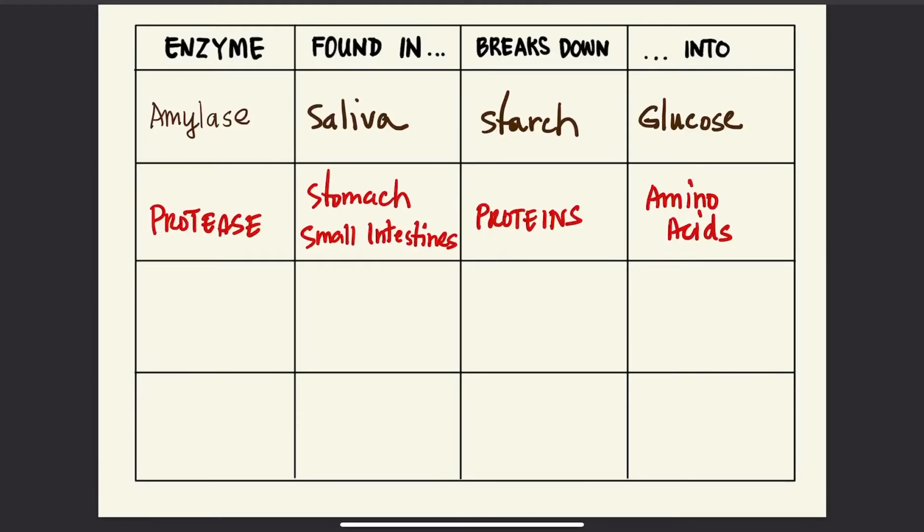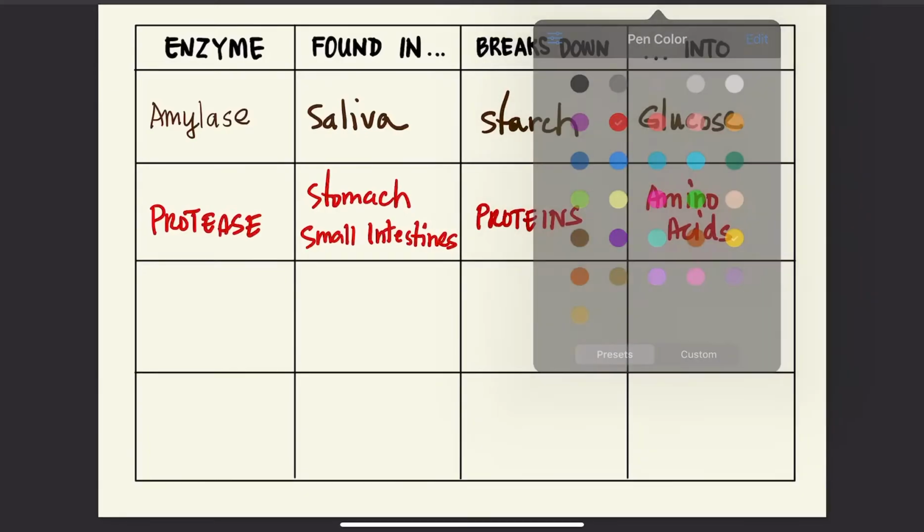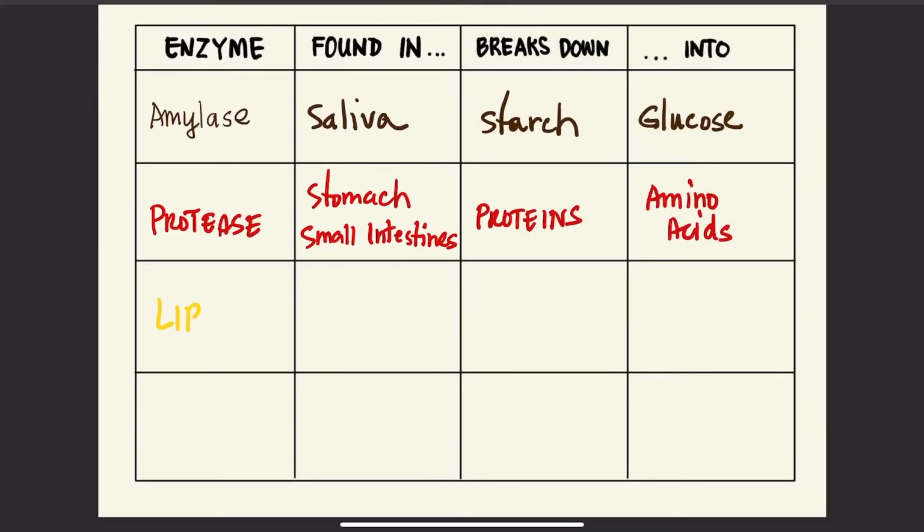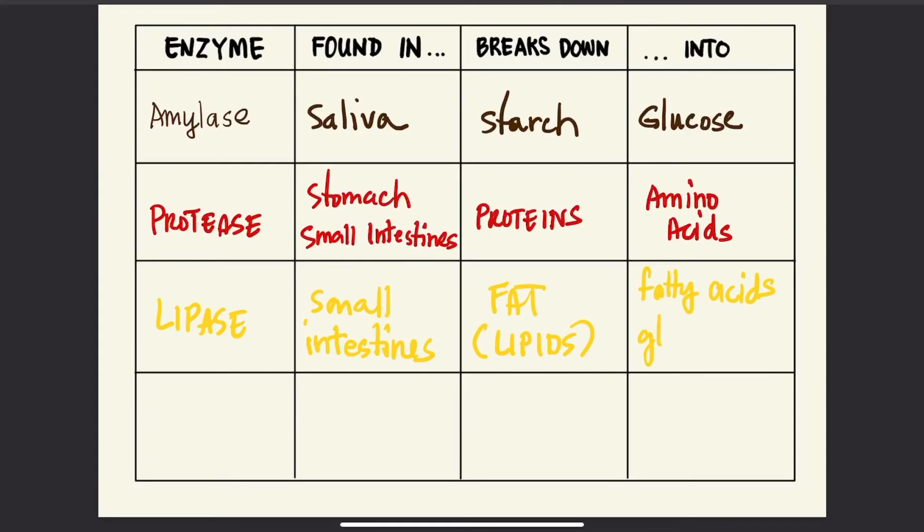Then we have lipase, which is found in the small intestines. It breaks down fats. Our scientific term for fat is lipids, so when you see the word lipids, it means fat. And what does it break down the fat into? Into fatty acids and glycerol.